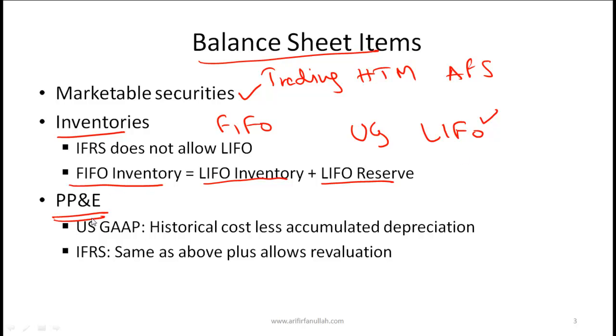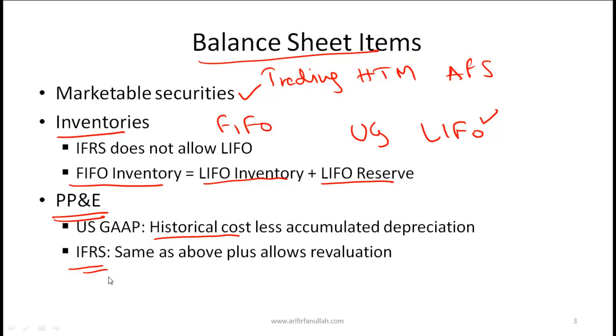In terms of property, plant and equipment, what US GAAP says is that you initially record your fixed assets at historical cost, then every year you subtract depreciation. So the book value of fixed assets at any point is the historical cost less accumulated depreciation. IFRS says that you can do the same. So IFRS's core fundamental method again is the same, where you record fixed assets at historical cost less accumulated depreciation.